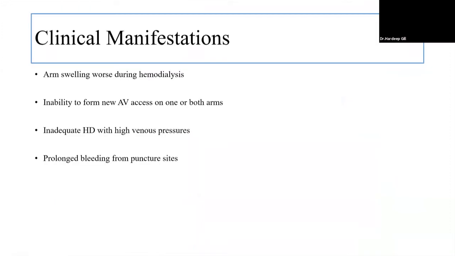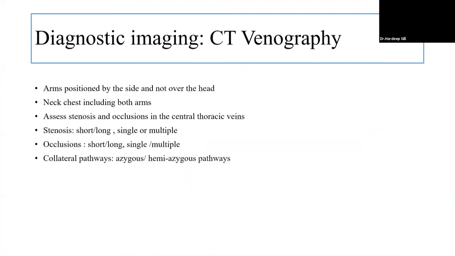So clinically, there's arm swelling that is worse during hemodialysis. There's inability to form new AV accesses on one or both arms. There is inadequate hemodialysis with high venous pressures, and there's prolonged bleeding from the puncture sites. Diagnosis is usually made by CT venography. So clinical suspicion is there, but diagnosis has to be made by a CT venography.